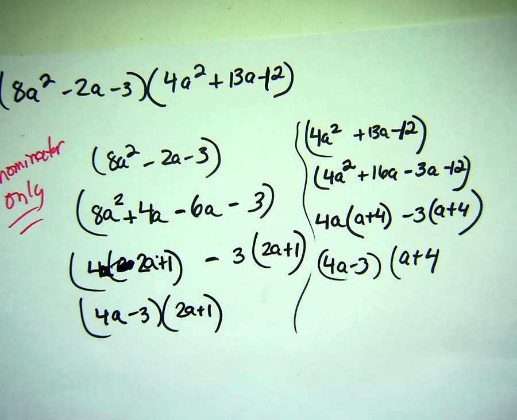The second part of the denominator, still using the AC method. So a is 4, c is negative 12. 4 times 12 gives you 48. What numbers can give you 48 if you multiply them, but if you add or subtract them, you can give you 13? So let's figure that out.